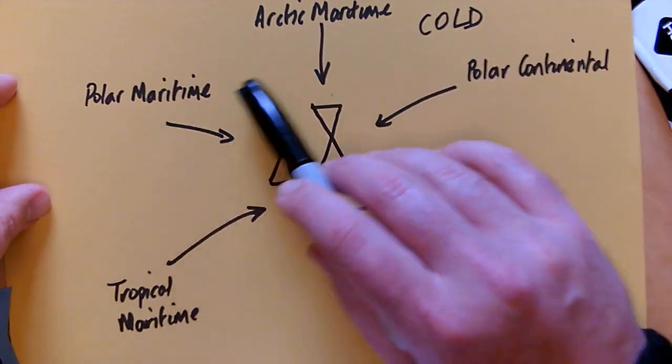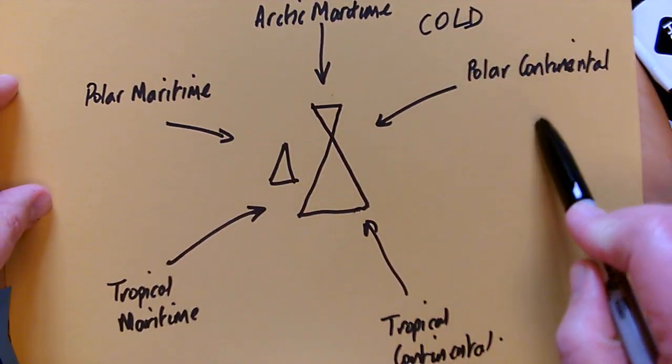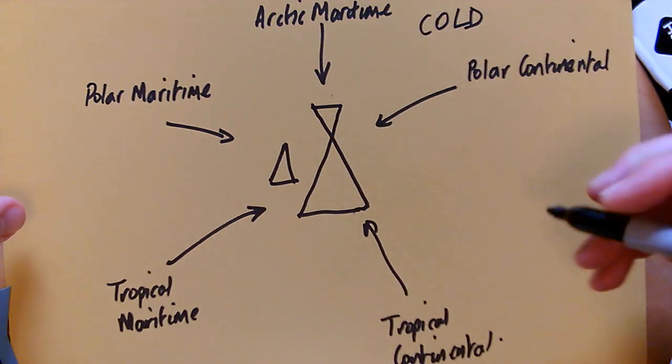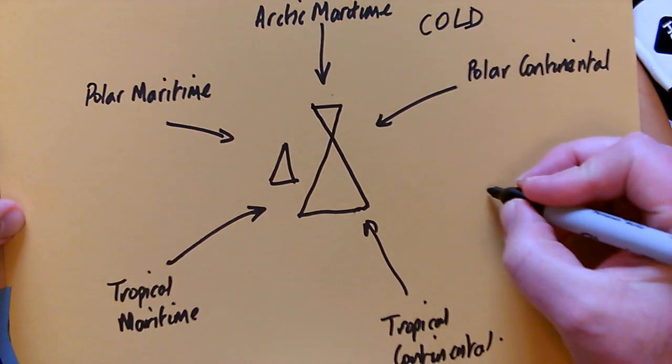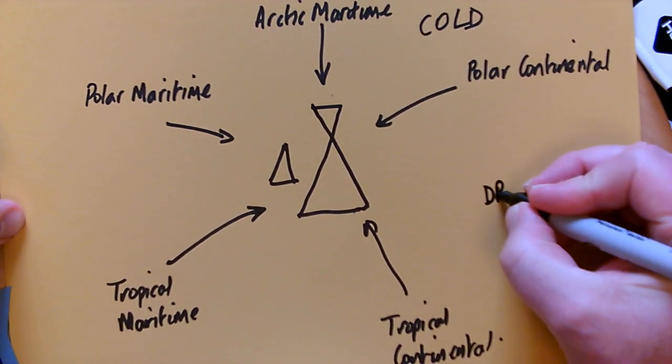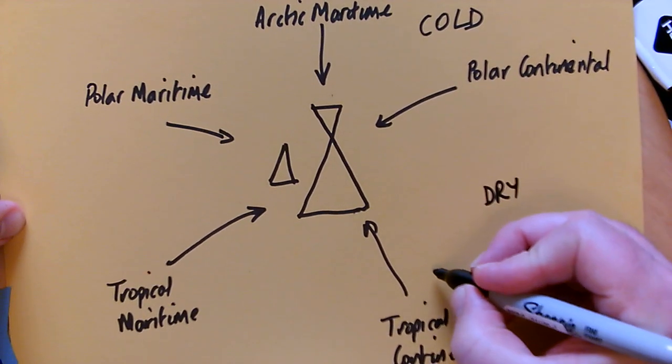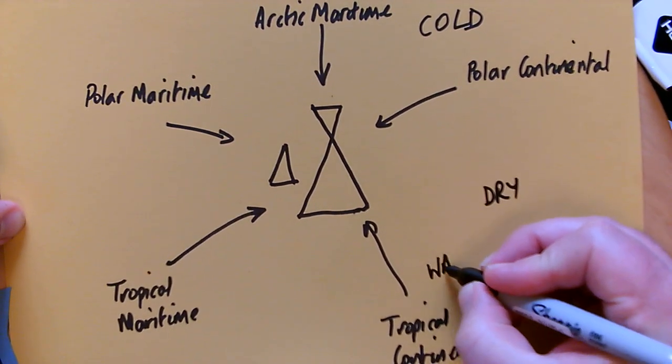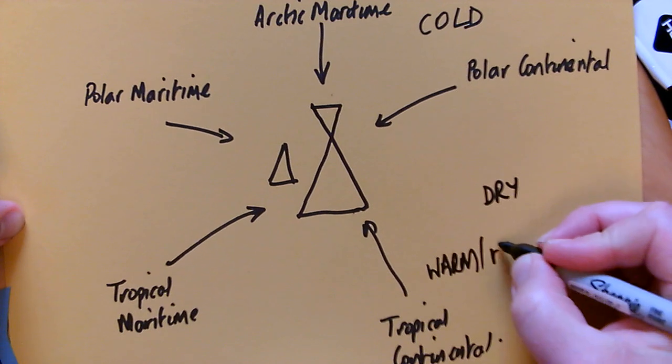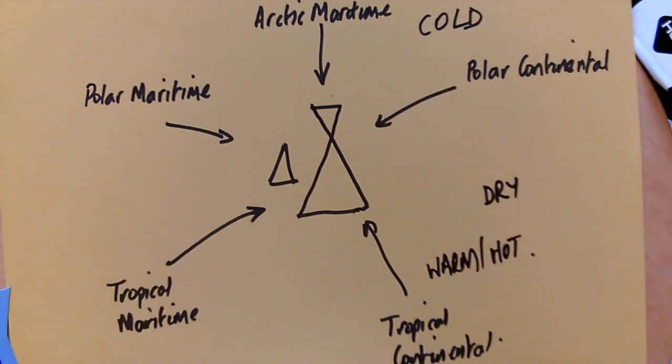Now the things I said coming from the north are cold. The things coming from the east, because they are coming over land largely, are dry. The things coming from the south are going to be warm to hot, and that brings us to Tropical Continental. Its source region is the Sahara, which is a desert similar to Siberia, but it's a hot desert rather than a cold desert.